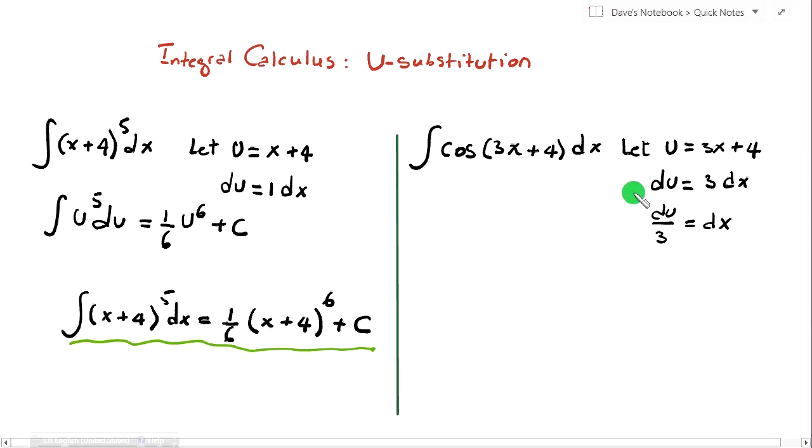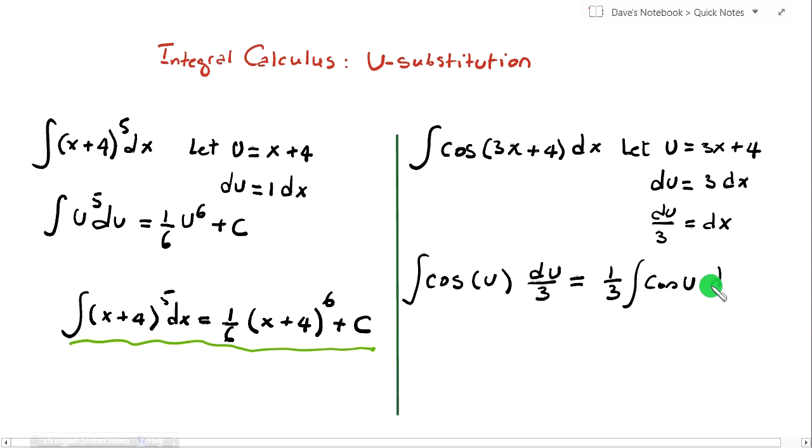Now let us go back to our integral and eliminate all the x that are in there. We write the integral this way: the cosine of u, du, and dx equals du divided by 3. That's what we're going to integrate now, and we can write this integral by taking that 1/3 out of the integral sign, equal to 1/3 times the integral of cosine of u du.